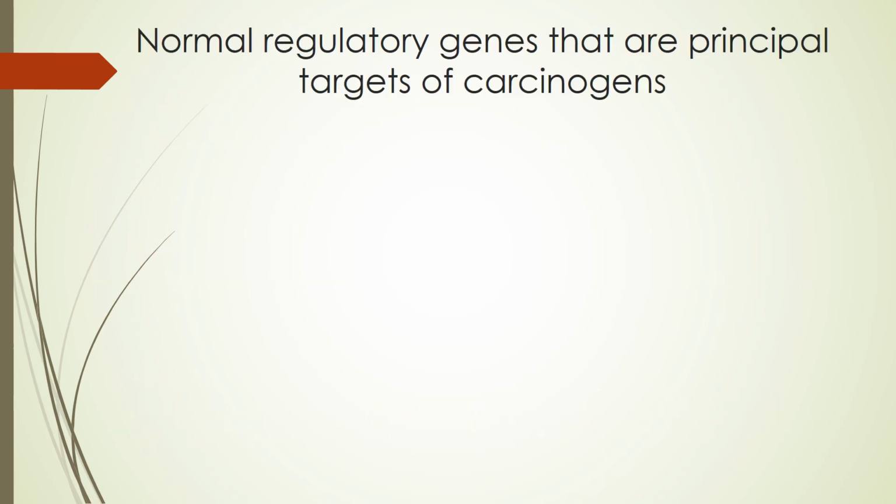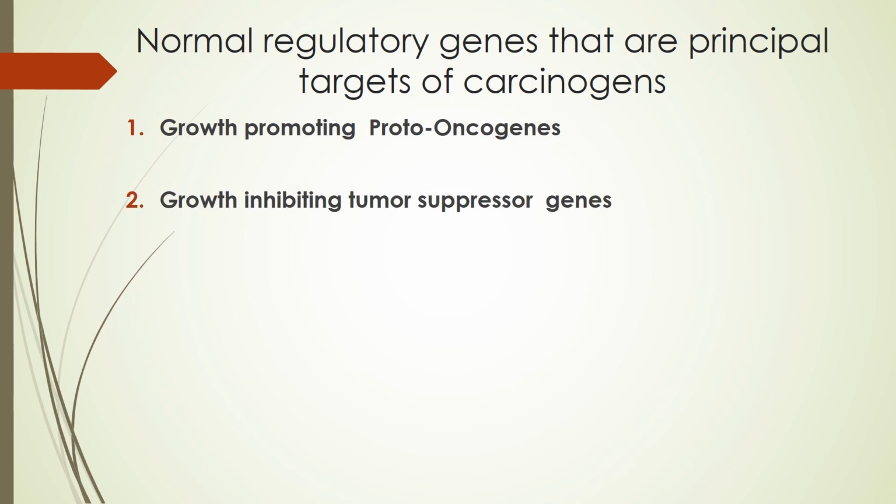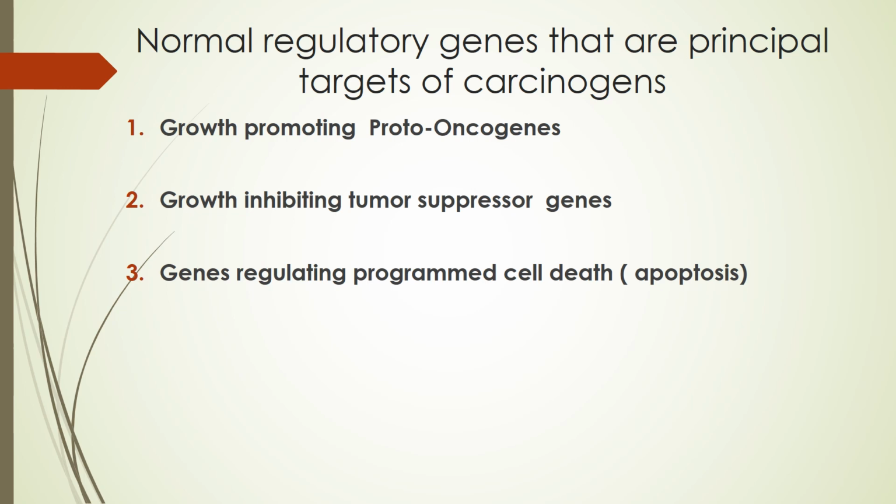Normal regulatory genes that are principal targets of the carcinogens. Growth promoting proto-oncogenes. So growth promoting genes are targets for the production of cancer. Growth inhibiting tumor suppressor genes are also a target, and their abnormality induces malignancy. Genes regulating programmed cell death, which is called apoptosis. Apoptosis, as you know, is programmed cell death. Every cell has a definite lifespan, and when that lifespan is complete, the cell dies by itself.